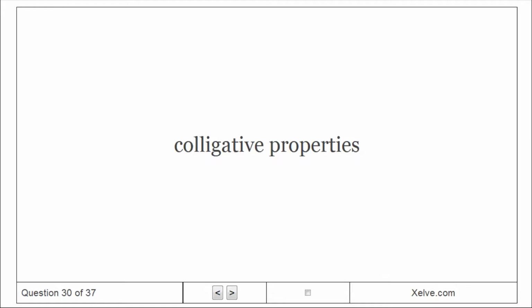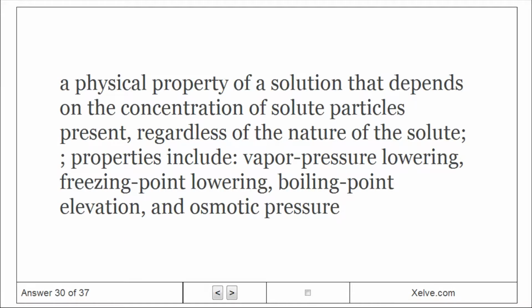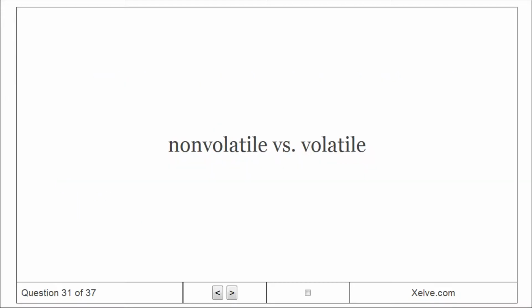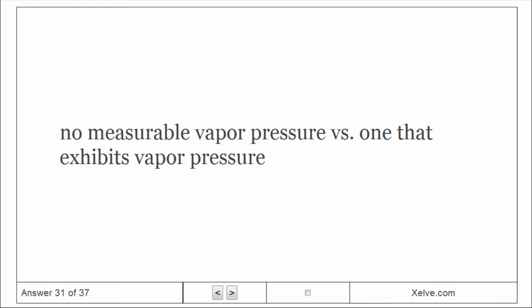Colligative properties: a physical property of a solution that depends on the concentration of solute particles present, regardless of the nature of the solute. Properties include vapor pressure lowering, freezing point lowering, boiling point elevation, and osmotic pressure. Non-volatile versus volatile: no measurable vapor pressure versus one that exhibits vapor pressure.